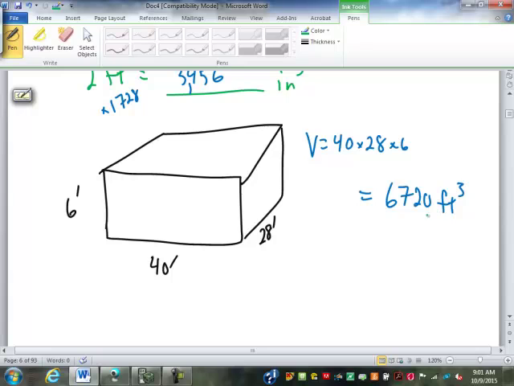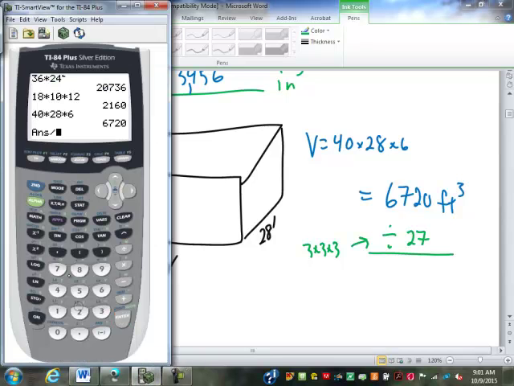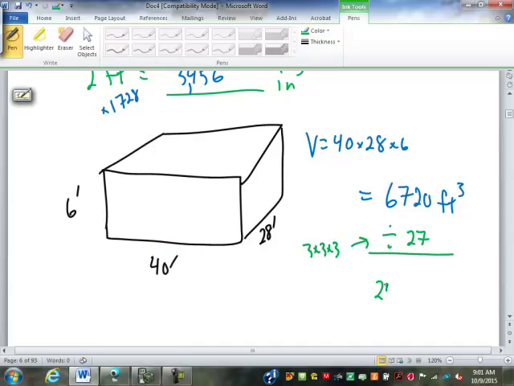But converting this to cubic yards, there's 3 feet in a yard, but it's cubic, so it's 3 by 3 by 3, which is 27. So 6720 divided by 27, 248.89. So that's going to be 248.89 cubic yards. Since I brought it up, we're going to look this up.